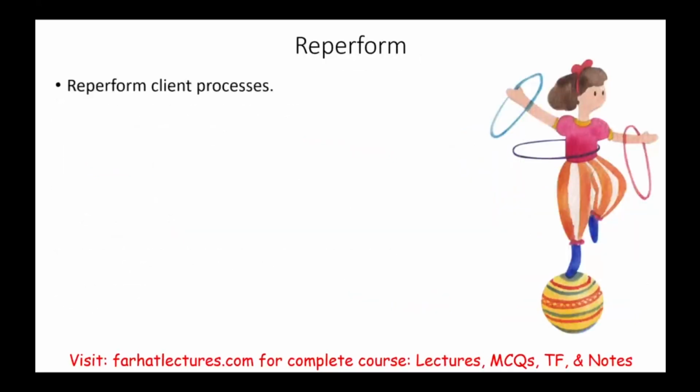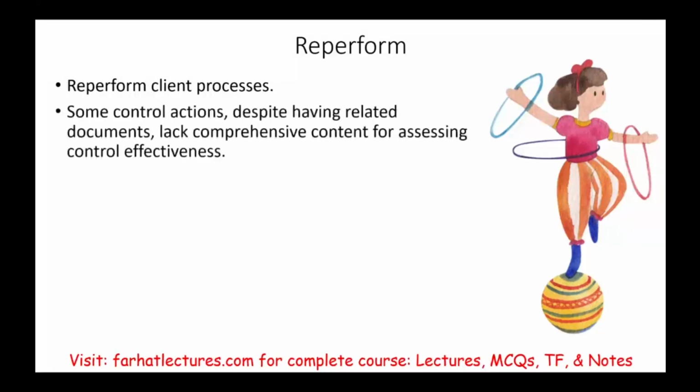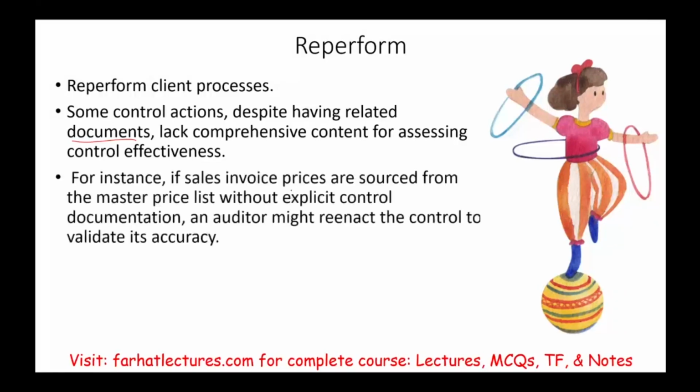Reperform the client process. Go through the system and input the entries as if the client themselves are processing the transaction. Some control actions, despite having related documents, lack comprehensive content for assessing control effectiveness. So the only way you are going to know whether controls are working properly in this setting is to go through the whole process. For example, if sales invoice prices are sourced from the master file price list without explicit control documentation, what would you do?